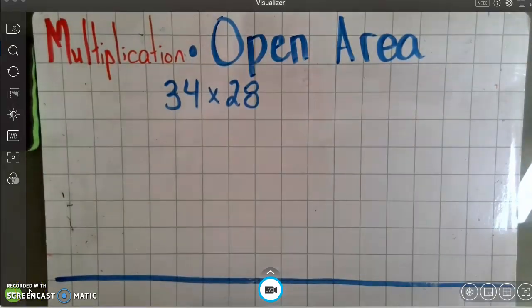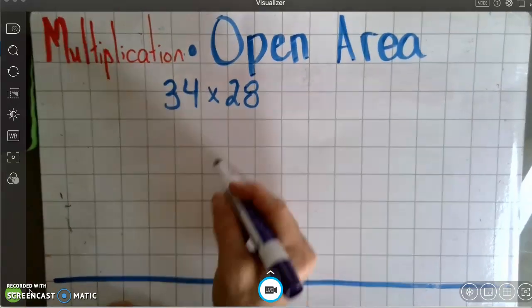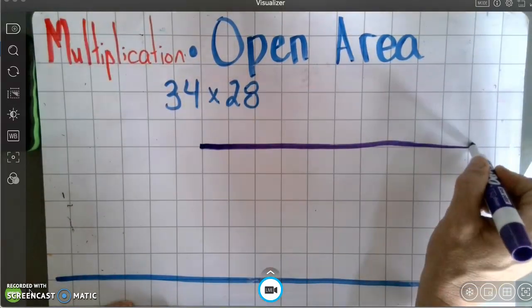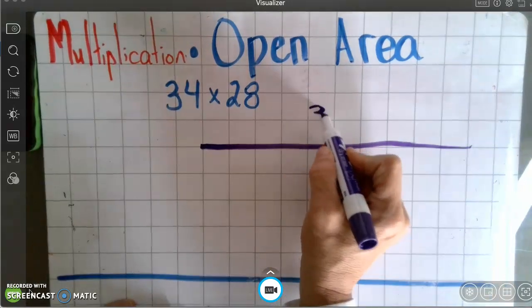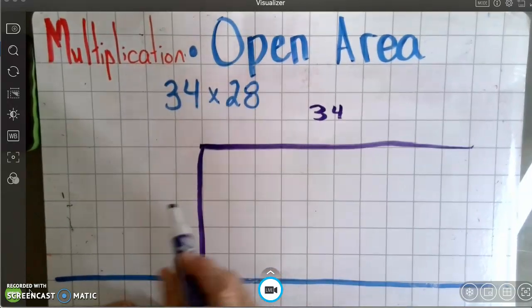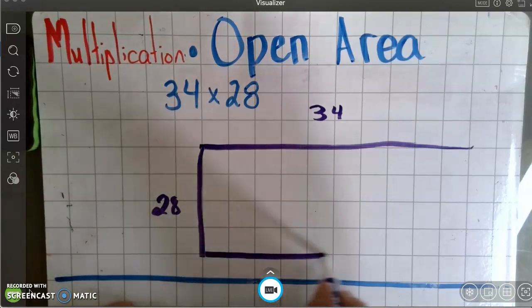Okay, let's start to review the open area model of multiplication. This one is where I want you to imagine the tiles on your desk, okay? We have the dimensions of a rectangle as 34 by 28. So I like my long dimension on top for some reason. So this is 34. And my shorter one is going to be here, 28. Okay.